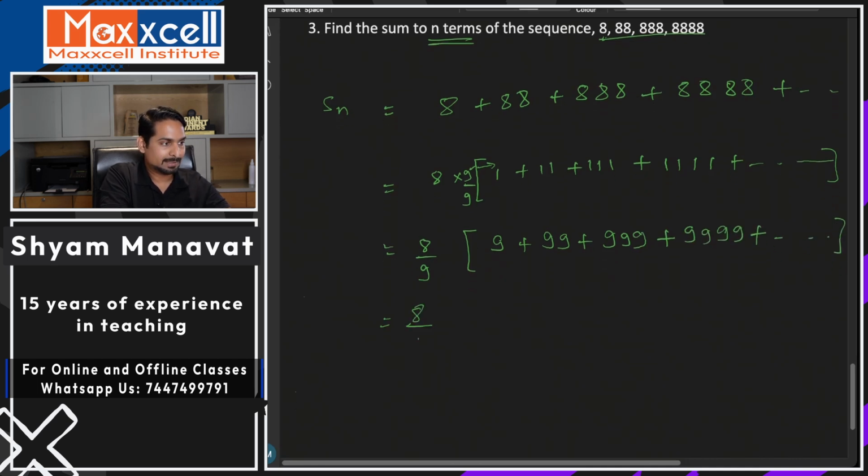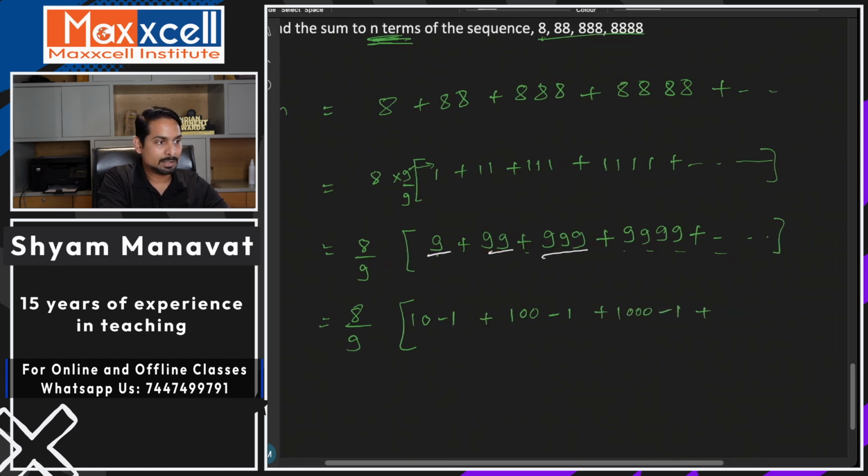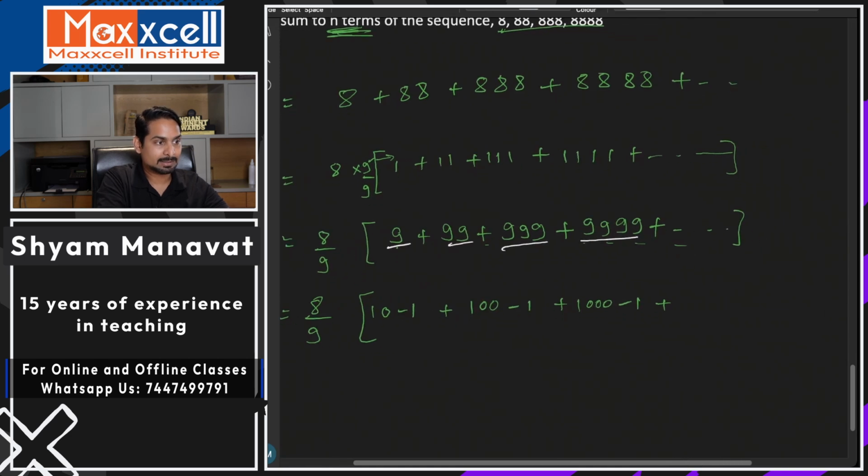Now what you do? You keep this 8 by 9 as it is, and now all these 9s, having n times, for each term. Look at this, each term: I write this 9 as 10 minus 1, this 99 as 100 minus 1, this 999 as 1000 minus 1, and this 9999 as 10,000 minus 1.